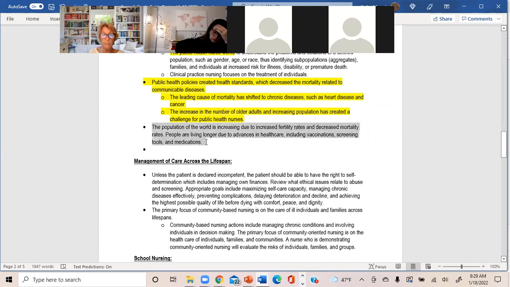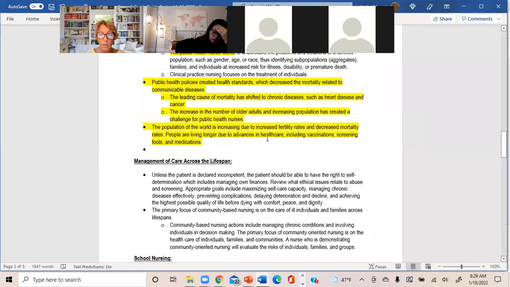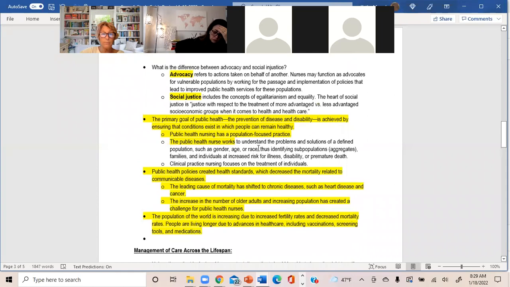Here's another good one. Okay, lots of information in this study guide. Population of the world is increasing. Why? Increased fertility rates and decreased mortality rates. People are living longer due to advances in healthcare. We just talked about this. Okay, so maybe a question: the population of the world is increasing. Why? What's one factor or 2 factors? What are they? Increased fertility rates, decreased mortality rates. Are you with me?